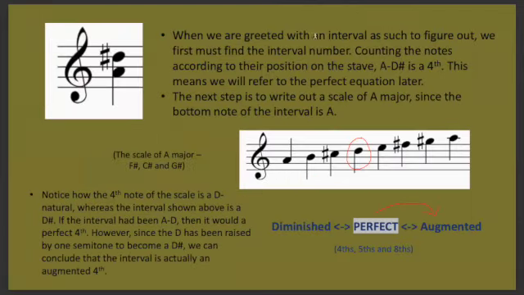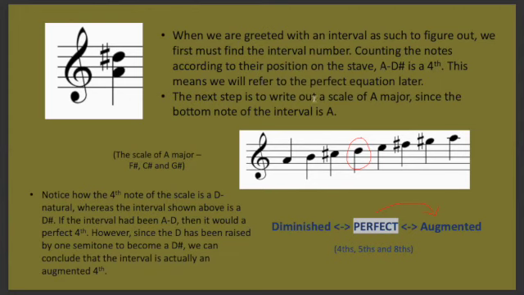When we are greeted with an interval as such to figure out, we must first find the interval number. So we have this interval, A going to a D sharp. Counting the notes according to their position on the stave, A to D sharp is a fourth. This means we will have to refer to the perfect equation later, because the perfect equation only applies to fourths, fifths, and eighths, or octaves.